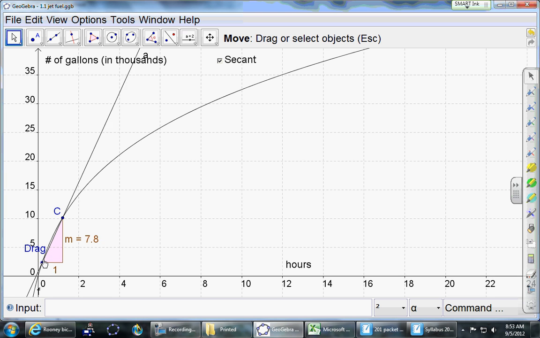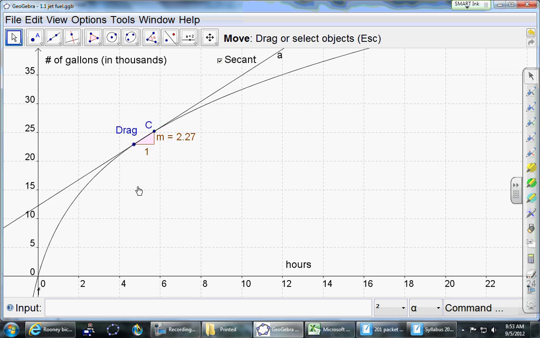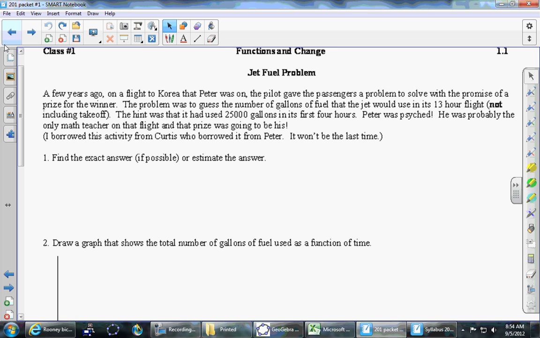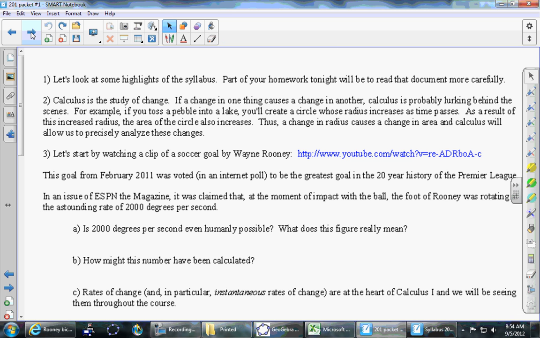As we move to the right, what happens to that slope? It's decreasing. Sure, the graph is still going up, but now it's only going up by about 1.5 every step to the right. And if I went further to the right, it would go up by even less. Okay, so let's come back to here. We'll go to the next page and start with number 1.